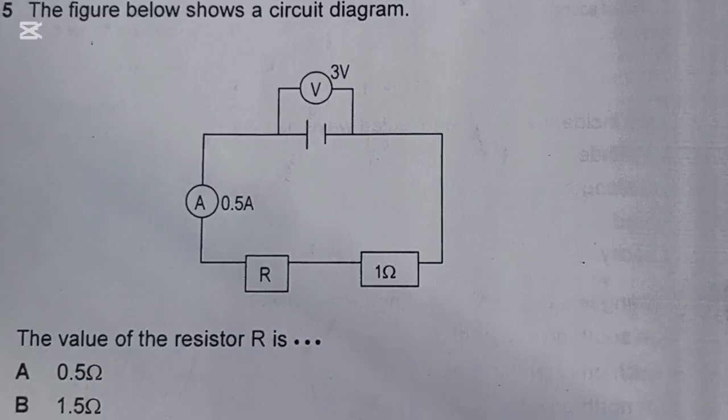The figure below shows a circuit diagram. So this is the circuit diagram that we have. We've been given 3 volts, 0.5 amps, a resistor R, and a 1 ohm resistor. So the question is, the value of the resistor R is. Current is given, voltage is given. So the first thing I'll do is find the total resistance. So how do we find the total resistance?